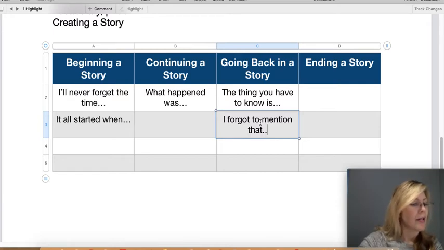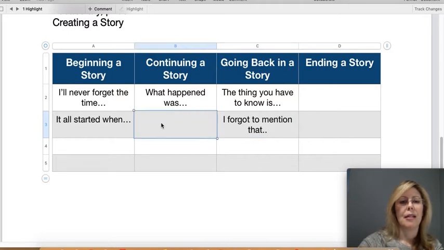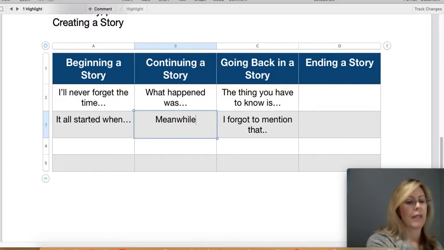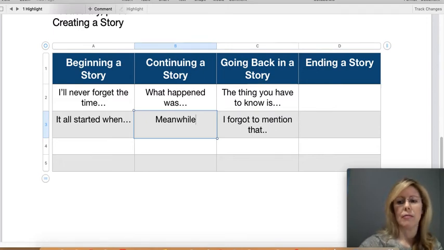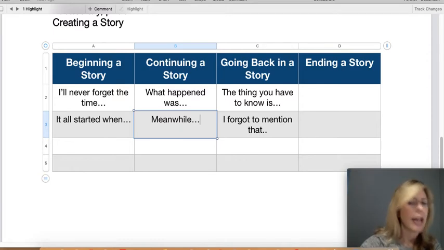All right, next column. Meanwhile. What is meanwhile? Meanwhile, back at the ranch, blah, blah, blah. That's basically continuing a story. It's almost like something else is happening at the same time in the story. When we say meanwhile, then we go to another part in the story, but it's really something that's happening at the same time that another activity is going on.